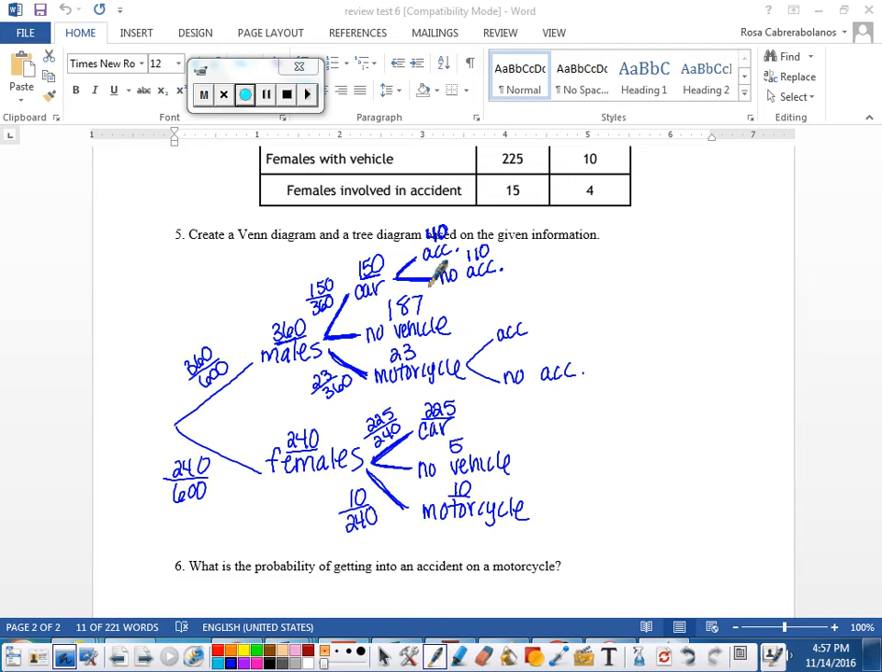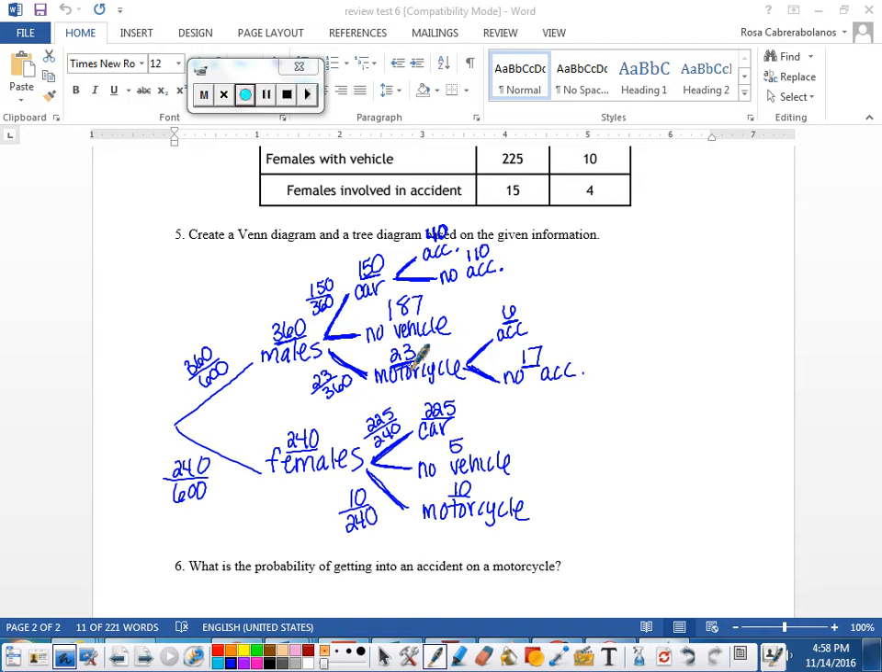Motorcycle, there were 6 males that had an accident, and that means the remaining 17 did not. If I want to find this branch right here, I'm going to do 6 divided by 23. If I want to find this branch right here, I'm going to do 17 divided by 23.